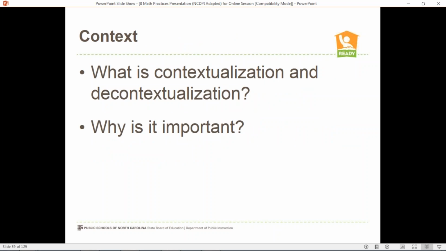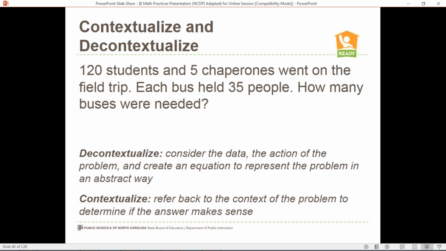When we think about context, we're thinking about contextualizing and decontextualizing, and why is that important? So let's look at an example here. Again, all this is about reasoning abstractly and reasoning quantitatively, our second math practice. So we talk about 120 students and 5 chaperones going on a field trip. Each bus holds 35 people. How many buses are we going to need? When I decontextualize it, I'm just looking at the data, looking at the action, writing an equation, and then solving it in some abstract way.